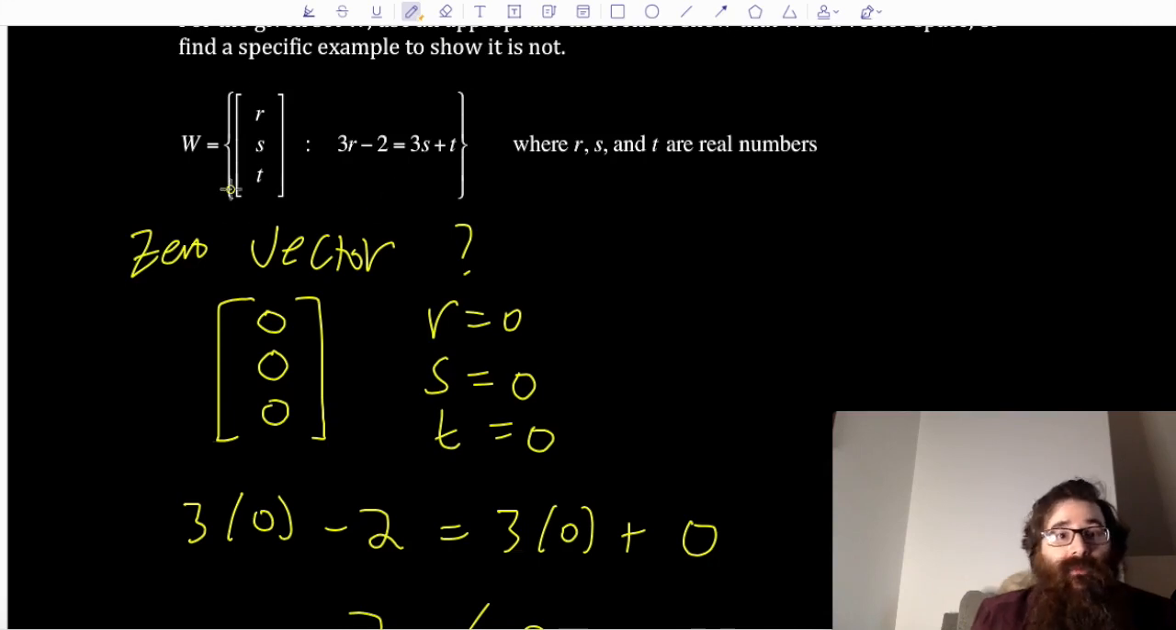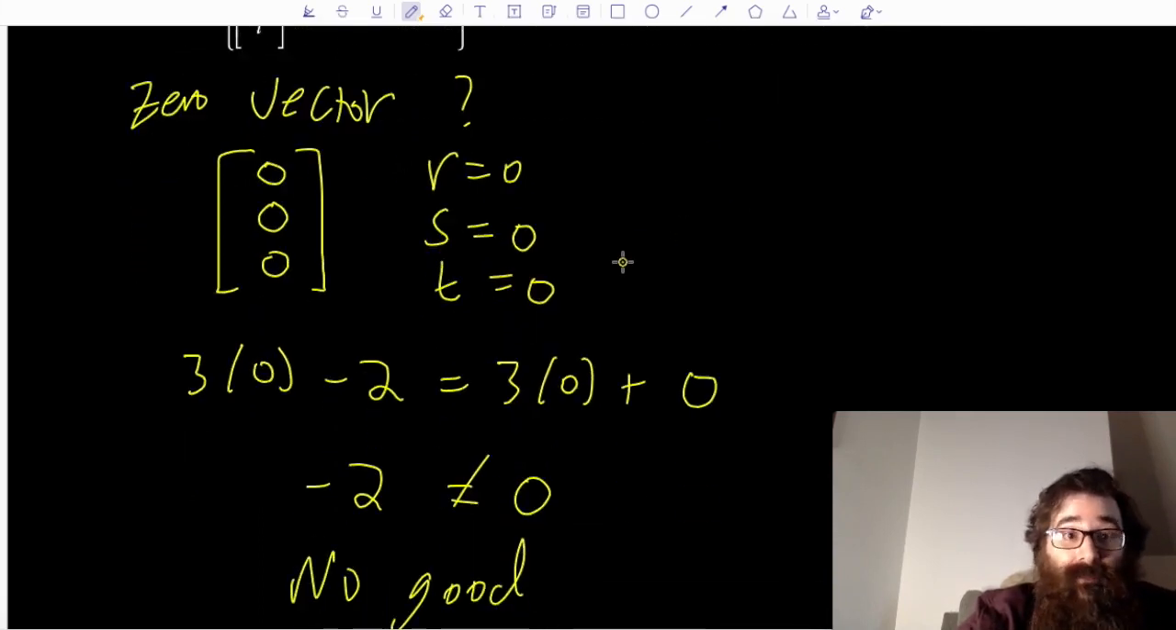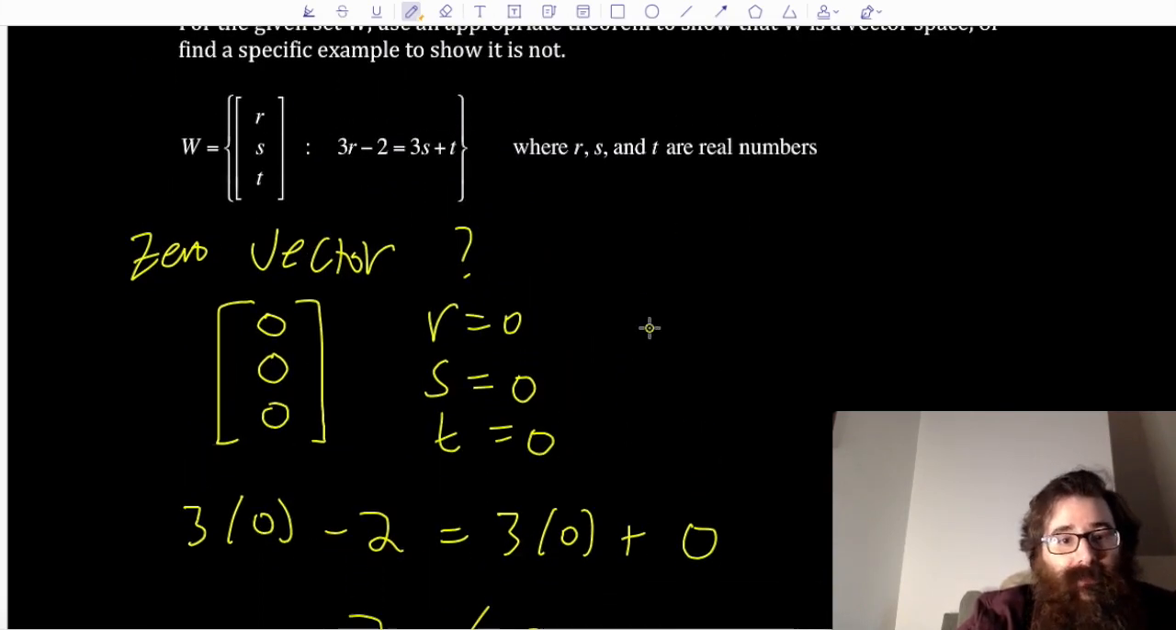I can have any real number provided this relationship is true. The 0 vector, that's bad news, right? I can't have the 0 vector then, because it's going to break this only rule that I have to follow. Well, besides the fact that I got to pick real numbers, and then I got 3 entries.